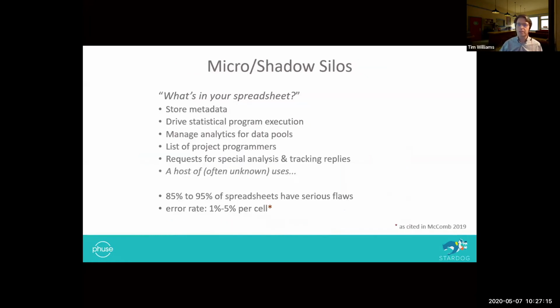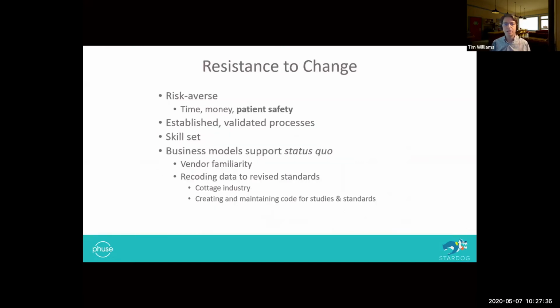Often overlooked are the countless micro or shadow silos in your organization. These are usually spreadsheets scattered around the company that contain a large variety of very different types of information. These are especially troubling when you consider the error rate in spreadsheets. We need to bring this information out of the shadows and into the enterprise. I have one last topic to mention before I move on to future state.